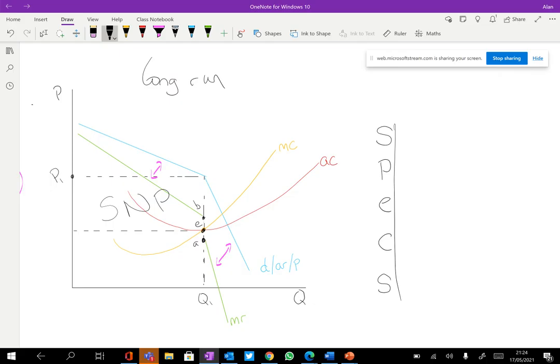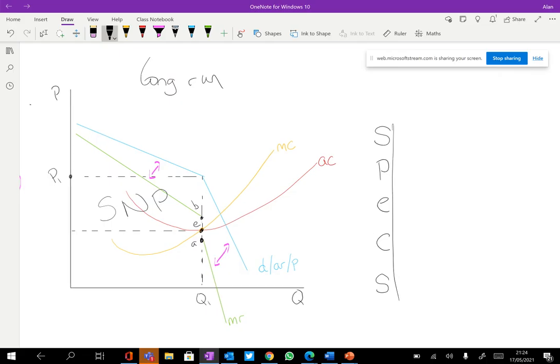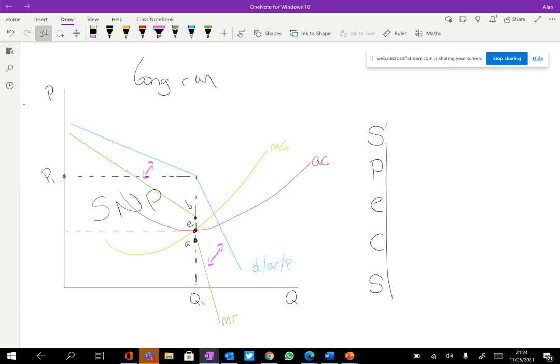Last thing we have to do is finish out the specs. So we have to analyze what we've just done there. So S, what does S stand for? Supernormal profit is being made. And we need to just say this, okay? Why is it being made? Because your average revenue is greater than your average costs. You can see it here. Here's your average revenue right here. Here's your average costs here. Supernormal profit is being made.